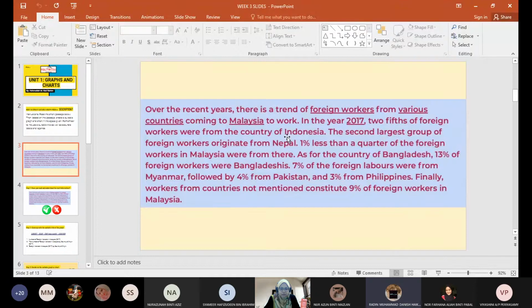As for the country of Bangladesh, 30% of foreign workers were from Bangladesh, 7% of the foreign laborers were from Myanmar, followed by 4% from Pakistan and 3% from the Philippines. Finally, workers from countries not mentioned constitute 9% of foreign workers in Malaysia.